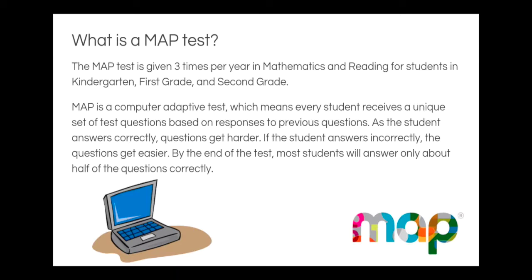The MAP test is given three times per year in mathematics and reading for students in kindergarten, first, and second grade. MAP is a computer adaptive test, which means that every student receives a unique set of test questions based on responses to previous questions. As the student answers correctly, the questions get harder. If the student answers incorrectly, the questions get easier. By the end of the test, most students will answer only about half of the questions correctly.